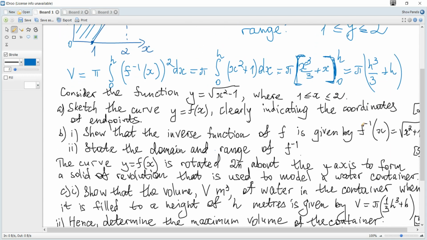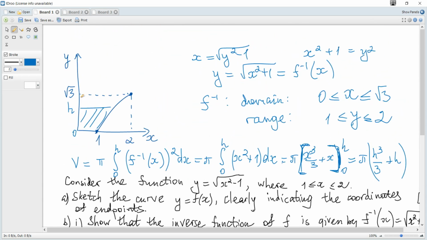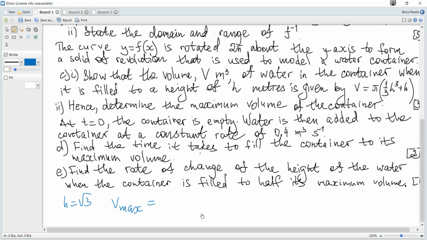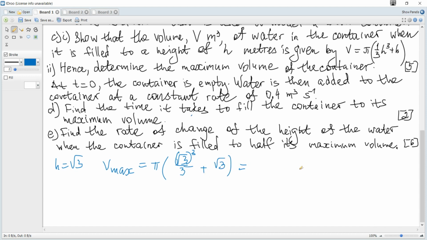And the next, hence determine the maximum volume of the container. We can see the maximum possible volume is when h is equal to its maximum possible value. So when h is the square root of 3, we get the maximum volume. Substituting root 3 for h, we get pi times root 3 over 3 times root 3 cubed plus root 3, and it can be simplified, and it becomes 2 root 3 pi meters cubed, or 10.9 to 3 significant figures meters cubed.